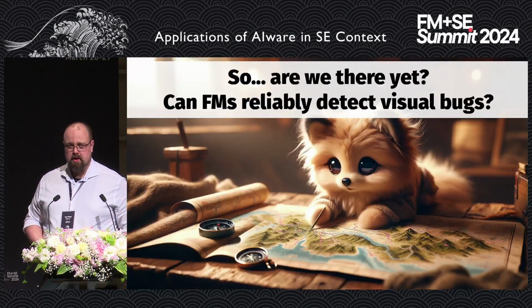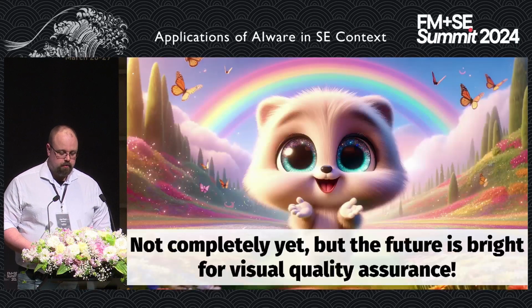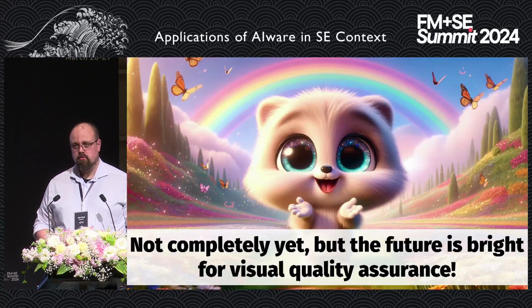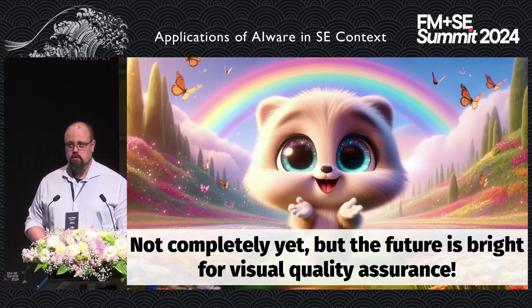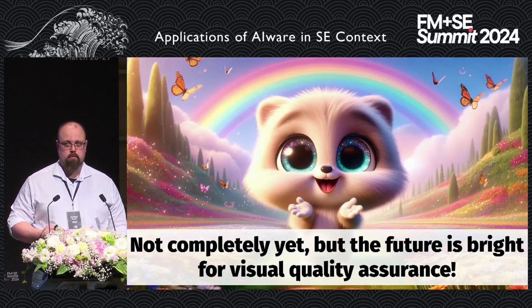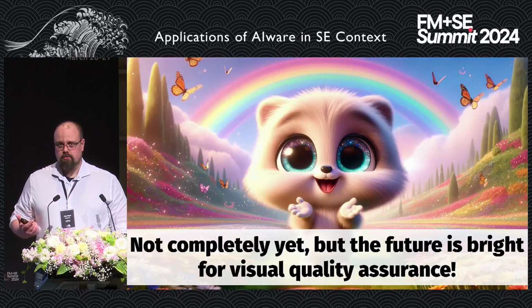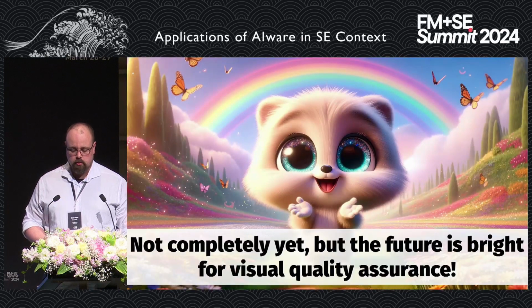Okay, so looking back, are we there yet? Can foundation models reliably detect visual bugs? Not completely yet, but the future is very bright for visual quality assurance. It really looks super promising, and as these models get better and better and we're able to fine-tune and get more data, then we can really have a really nice performing model.